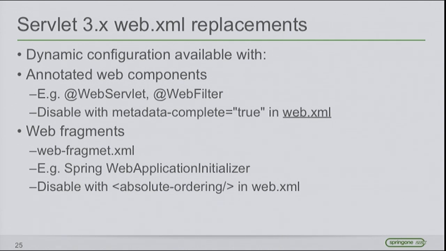And as soon as you implement that Web Application Initializer interface, it will become a web fragment and it will be activated. And now the interesting thing is, how do you disable that? Well, not with metadata complete true. You do it with an element, an empty element, which is called absolute ordering. Makes sense, right? What is that absolute ordering? It's actually a web fragment absolute ordering, but in order to keep it short, they just named it absolute ordering.